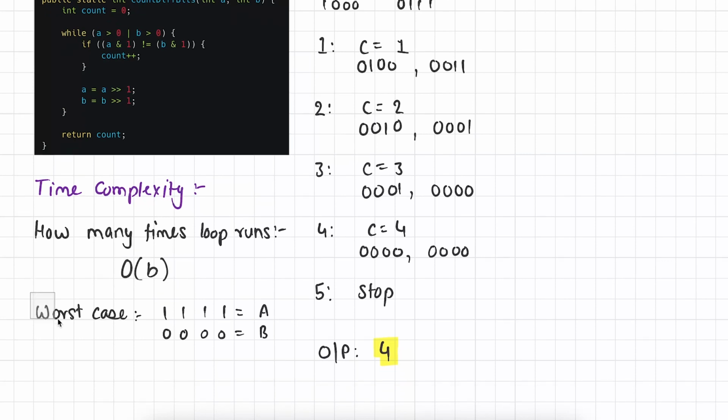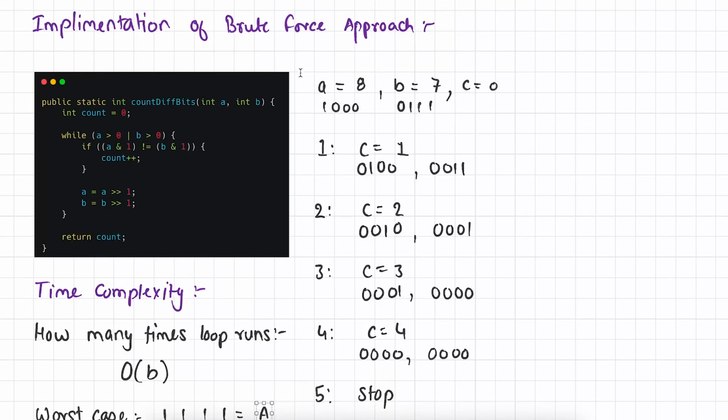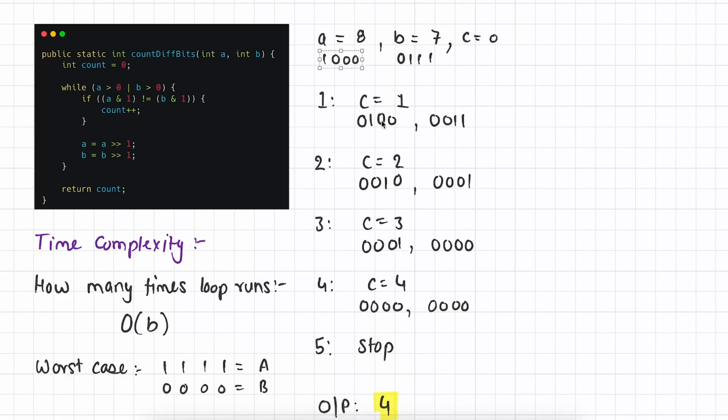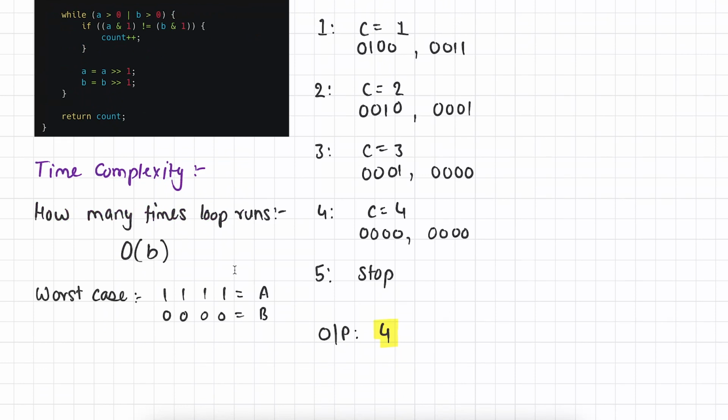Why big O notation? Because in the worst case you get a number like 1111 and you want to convert this number to b. So in this case you have to traverse all the bits, right? And you can see in this example also, we are traversing all the bits. If there are 4 bits, then we have to traverse 4 times. And if there are 32-bit integers, then we have to traverse all the 32 bits to convert that number into the desired number. Okay, that is why the time complexity is big O of b, and this is the upper bound.